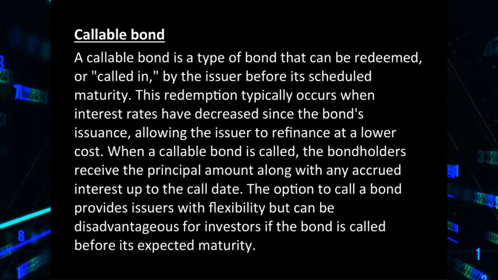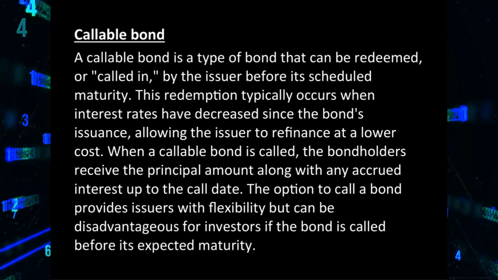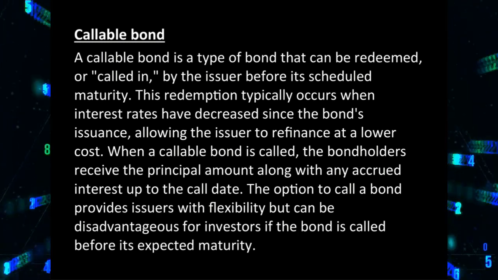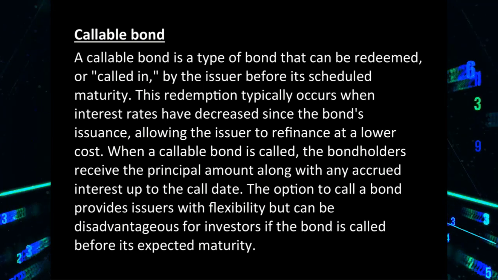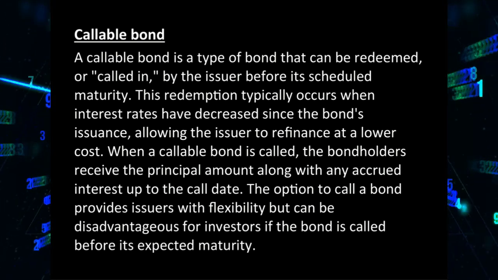When a callable bond is called, the bondholders receive the principal amount along with any accrued interest up to the call date. The option to call a bond provides issuers with flexibility but can be disadvantageous for investors if the bond is called before its expected maturity.